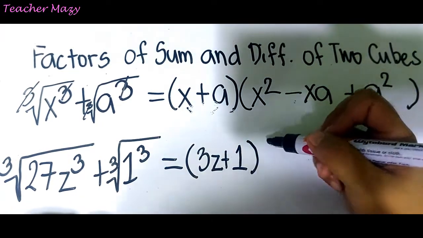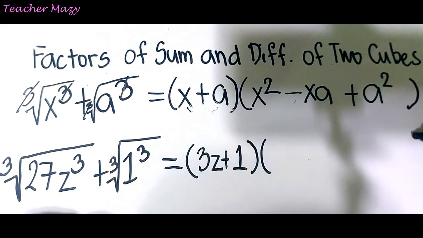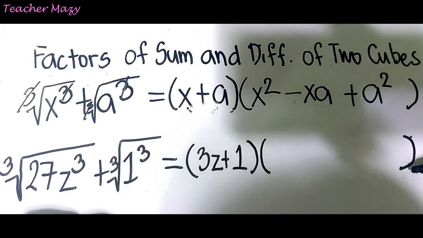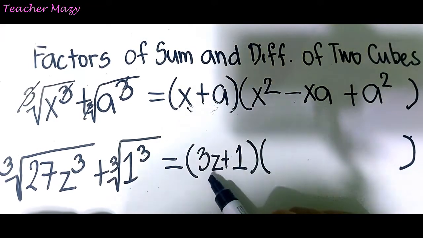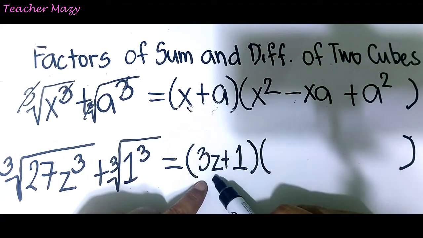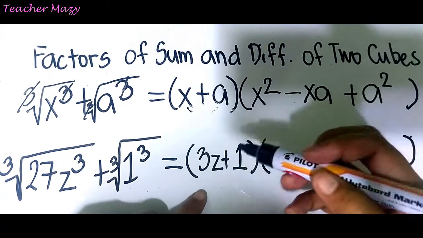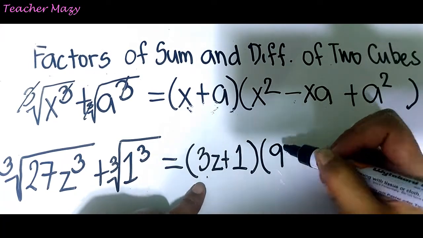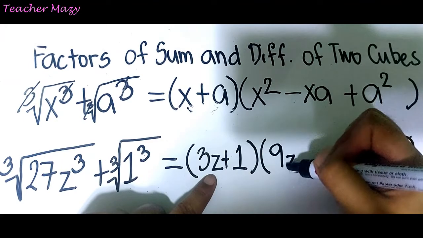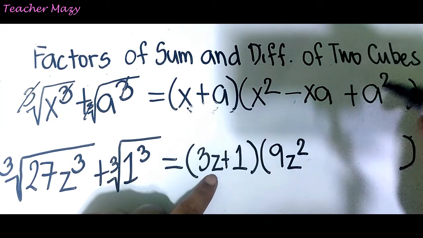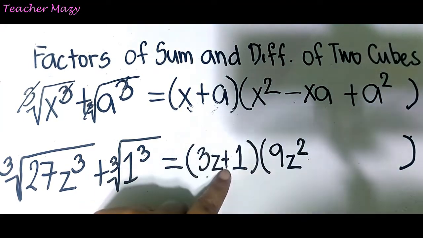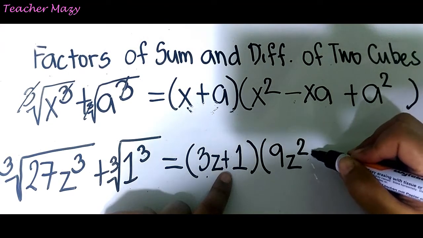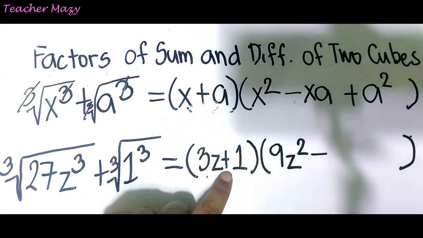Next, let's get the trinomial factor. Let's make it bigger since this is a trinomial. Again, we need to square the first term. So that is 3 times 3, that is equal to 9, and then z times z, that is equal to z squared. And since this is positive or sum, that means the next operation is negative.